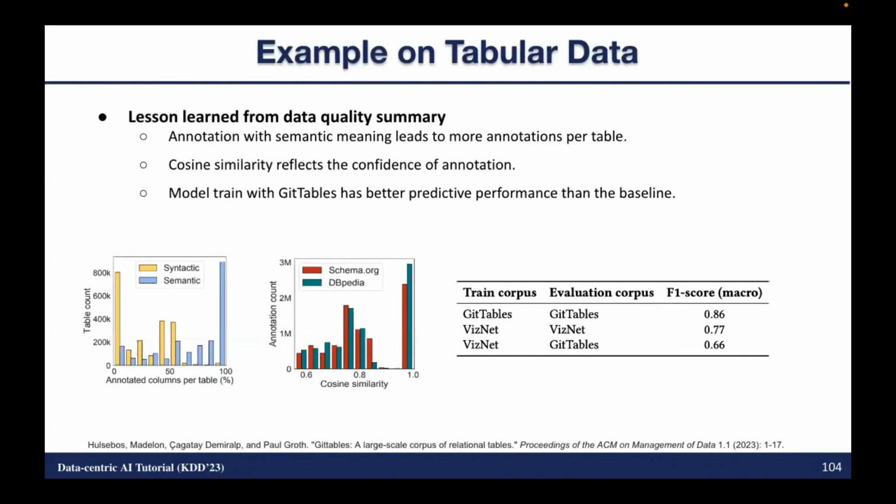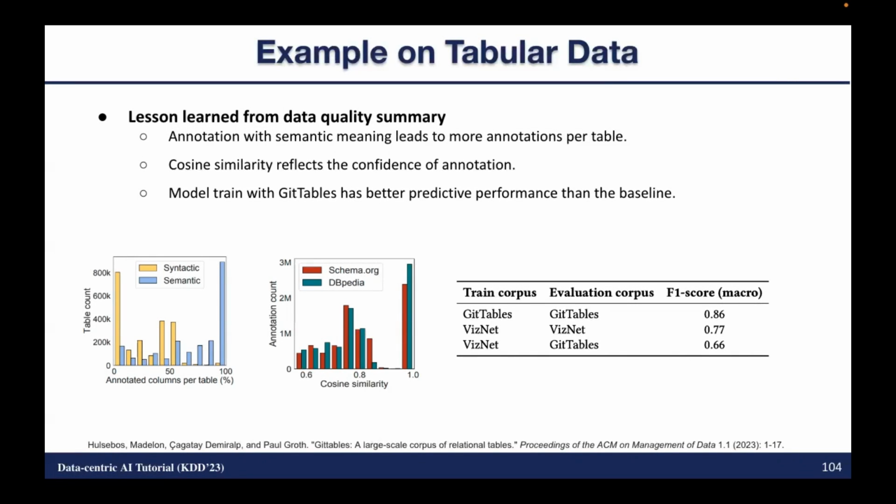And from their work, they do provide some lessons learned from the data quality summary. Firstly, as we mentioned, they try to annotate the data in both semantic and syntactic ways. And they find that using the annotation with the semantic meaning of the columns actually leads to more annotations per table. It's not necessarily the most meaningful, but it just has more annotations, because they say the syntactic one has more missing values in the annotation.